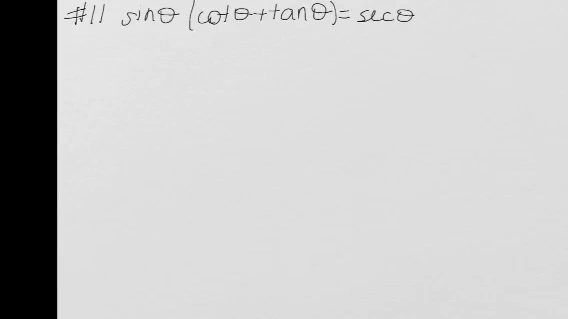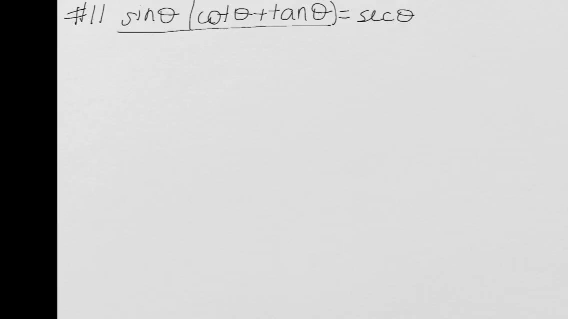Problem number 11 is asking us to prove the following identity. And really what proving an identity means is that we want the same thing on the left side as we have on the right side of the equation. And for this, I like to start by manipulating only one side. So I'm going to stick to manipulating the left side of the equation.